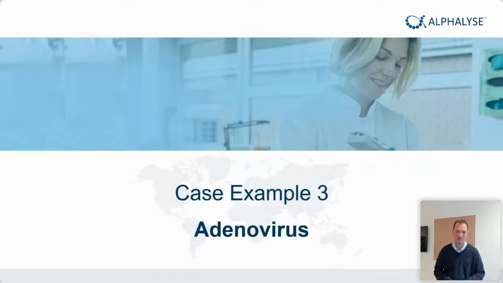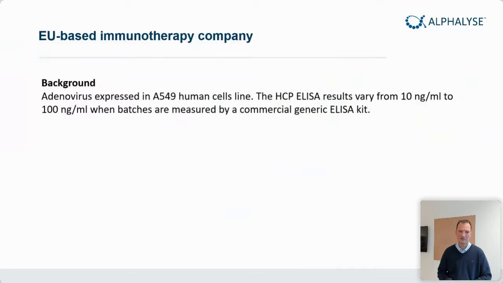The third example is the adenovirus. The adenovirus was also expressed in a human cell line, a different one. The client already had an ELISA assay on this cell line, but they measured inconsistent amounts of the HCPs in different batches, typically between 10 nanograms per ml and 100 nanograms per ml.